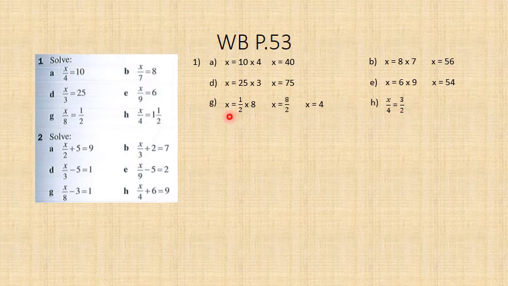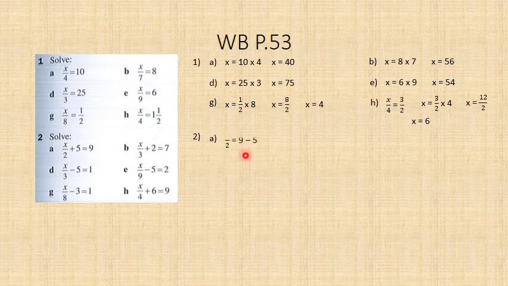And use the same thing that I did here in question G. I'll multiply by 4. So numerator times numerator, denominator times denominator. So I have 4 times 3 equals 12, 2 times 1 equals 2, so x equals 6. Okay, let's go for question 2. Here I have question A, x over 2 plus 5 equals 9, so I will make the inverse operation. So x over 2 equals 9 minus 5, which equals 4.